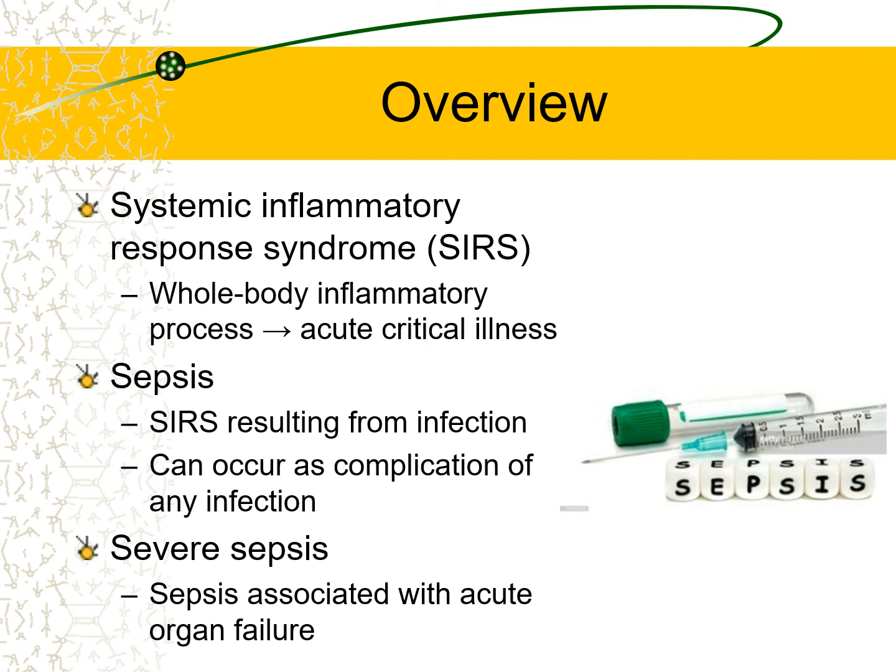Severe sepsis is sepsis, but it's associated with acute organ failure. So this is going another step further. We have sepsis, but now we can say that the patient has severe sepsis, meaning that it is associated with an acute organ failure.